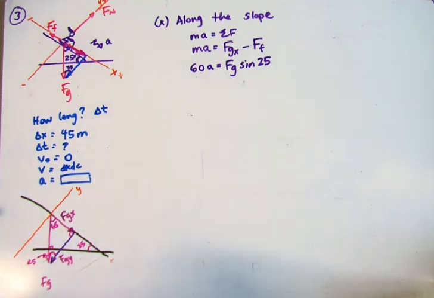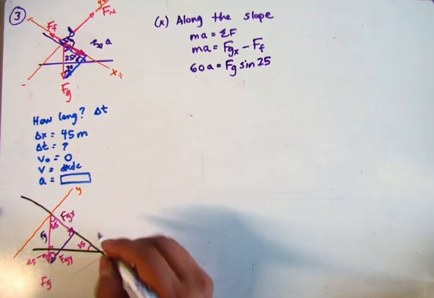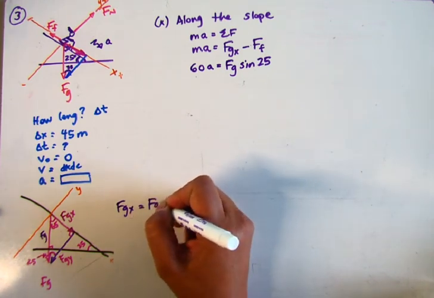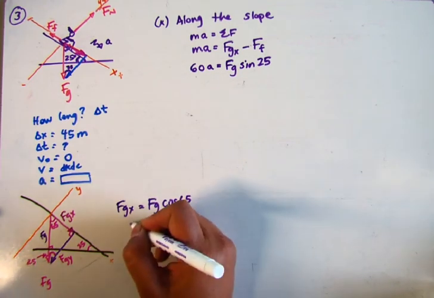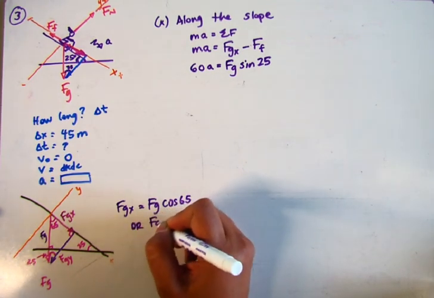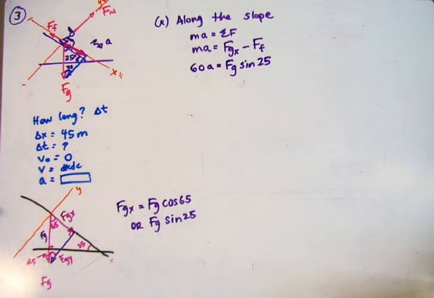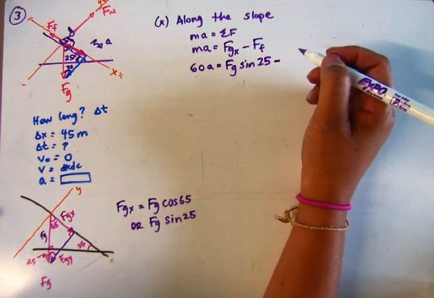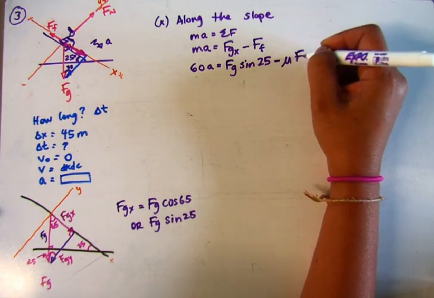So just to solve this triangle, if this is FG, the pink one is the hypotenuse, I can see that FGX is equal to FG, and it can either be the cosine of 65, or I could say FG sine of 25. Since I'm given the 25, that's what I'm just going to use. So we've got FG sine 25. So 60A equals FG sine 25 minus, now the force of friction, all we know about is the mu. So I'm going to put mu Fn in here, right?